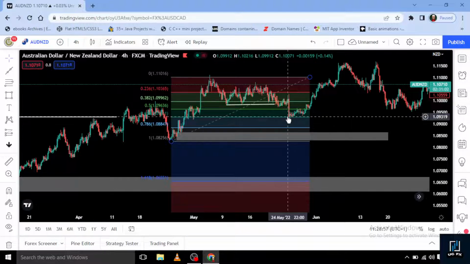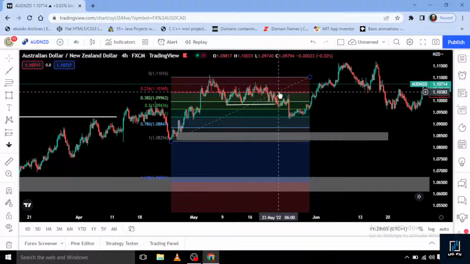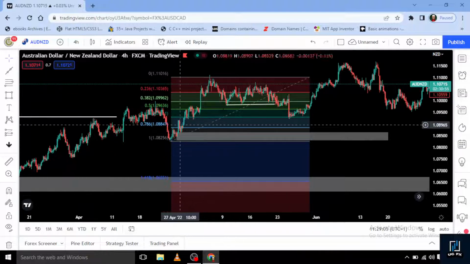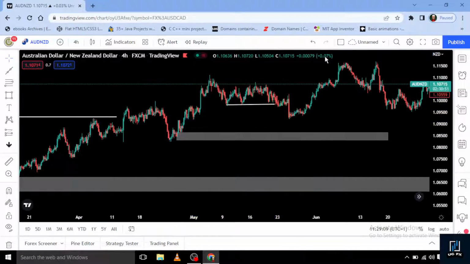So you would use a lower time frame, such as the 1 hour and the 15 minutes time frame, to confirm this entry, because it's a 4-hour order block. So we're going to be using the 15 minutes time frame to confirm these entries. So let's go down to the 15 minutes time frame.